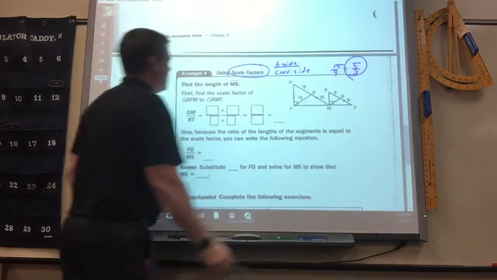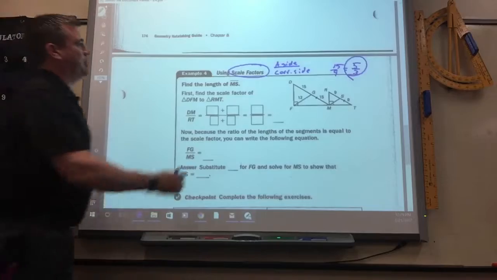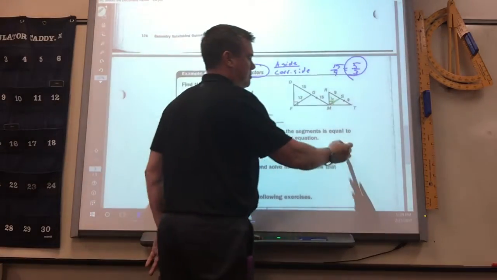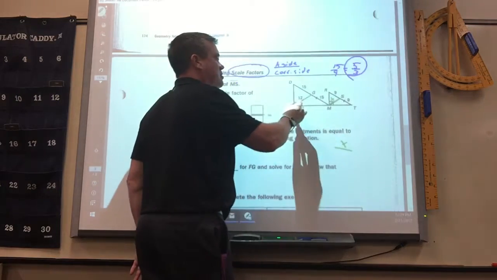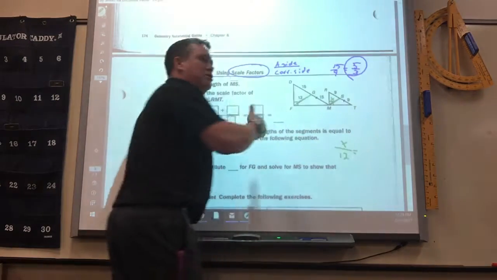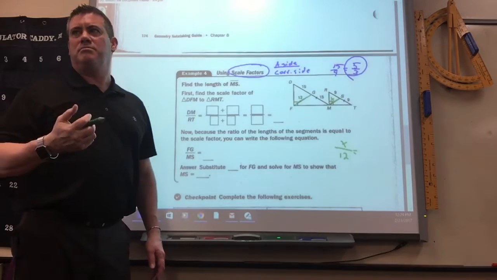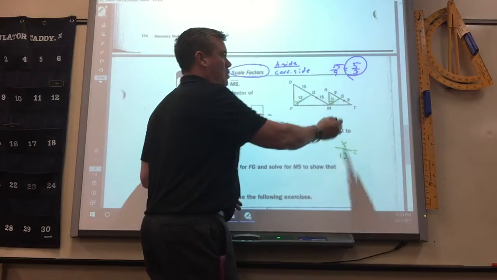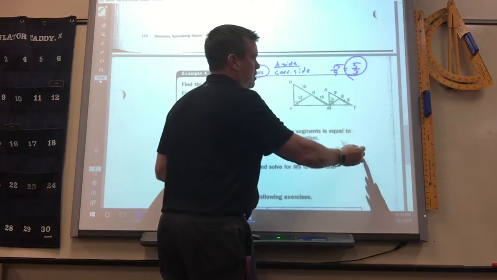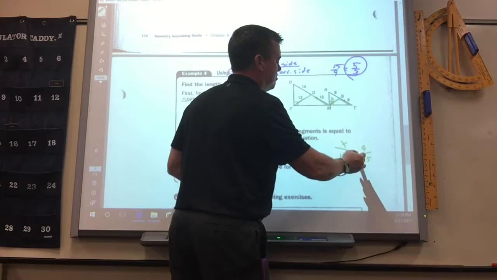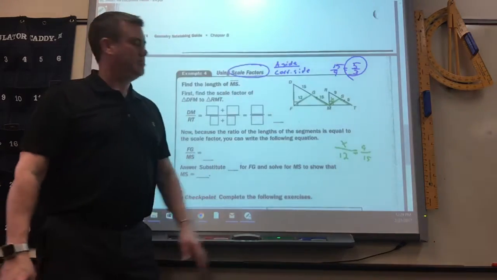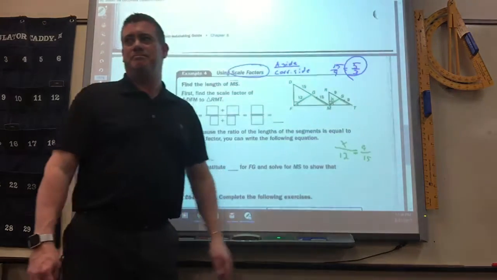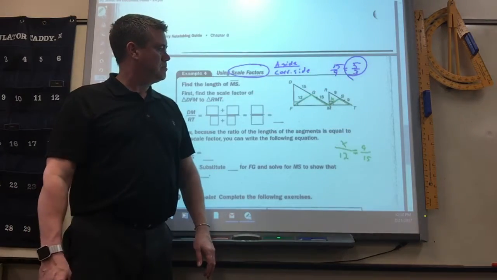So I think what they want us to do is figure out how long MS is right there. So you write a proportion. X corresponds to 12. And now you can use any two numbers that you want: 9 to 15, or 18 to 30, whichever one you want. All you got to do is pick corresponding pieces. And then once you got this, everyone can solve it, right? Cross multiply and divide: 12 divided by 30.